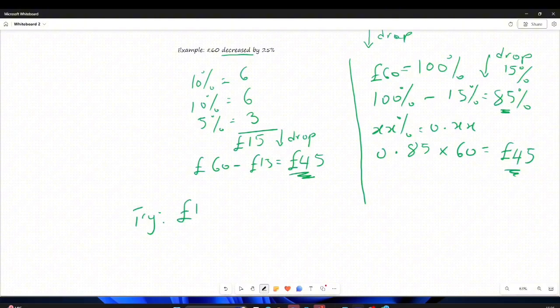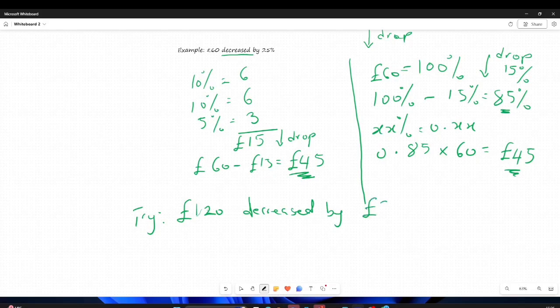All right, now let's try this example. £120 decreased by 30%. Your final answer should be £84. It means that if a sneaker costs £120 and there's been a reduction, or a sale, of 30% on the original price of the sneaker, how much are you going to pay? You end up paying £84 instead of £120. But make sure you work this out. Pause the video and try to work it out to see if you get the same answer.